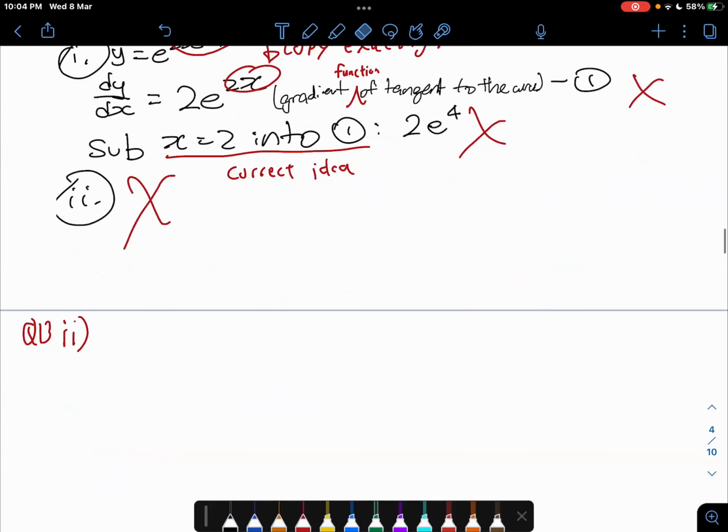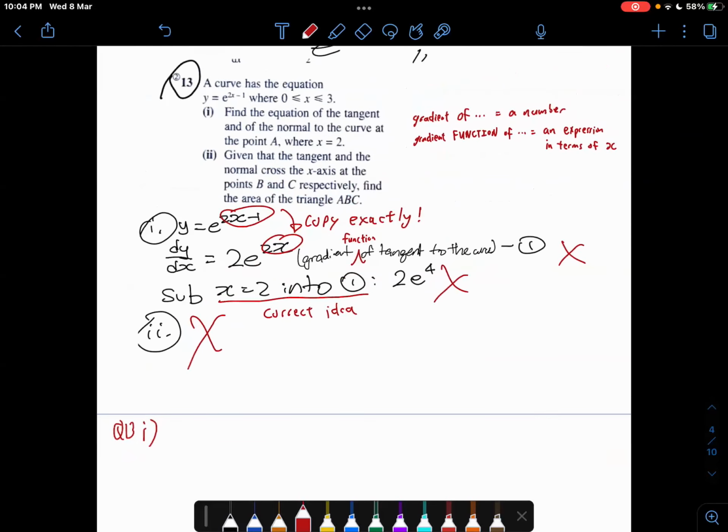So we have y equals e to the power of 2x minus 1. They tell you the domain, 0 less than or equal to x less than or equal to 3. So anything outside of the domain, don't care. Less than 0, don't care. More than 3, don't care. Not relevant to the question.